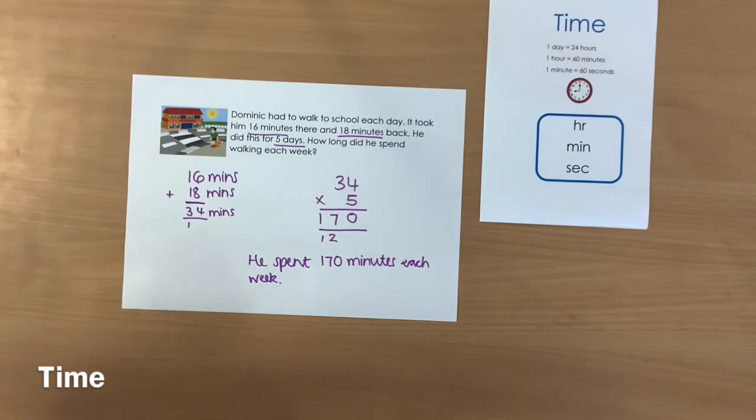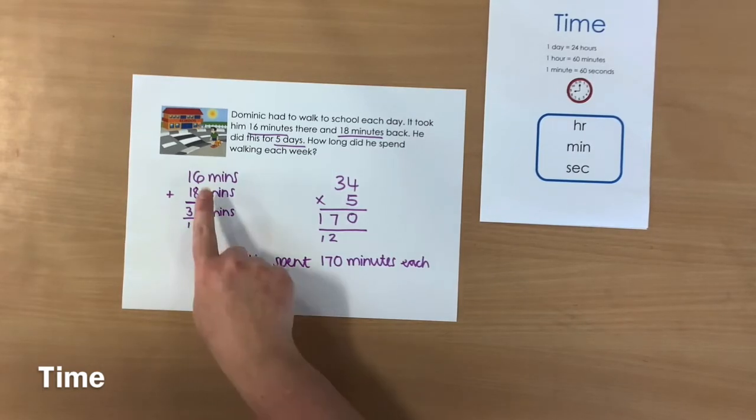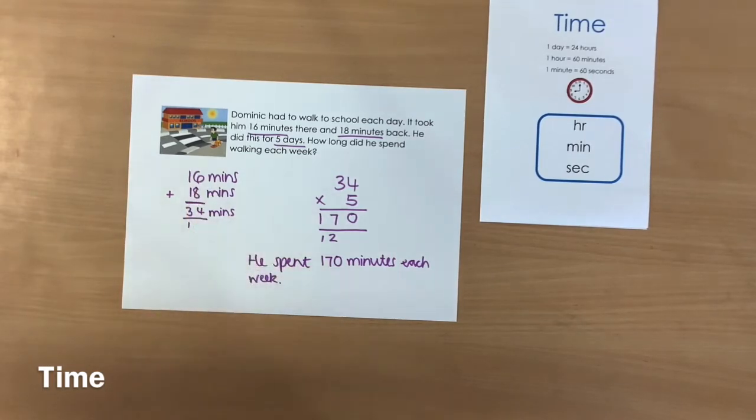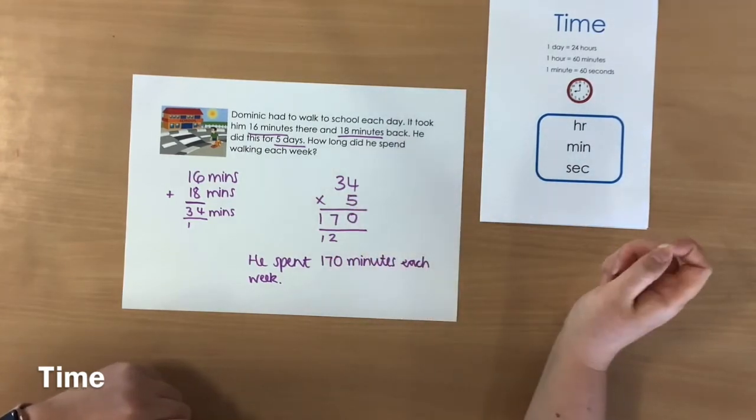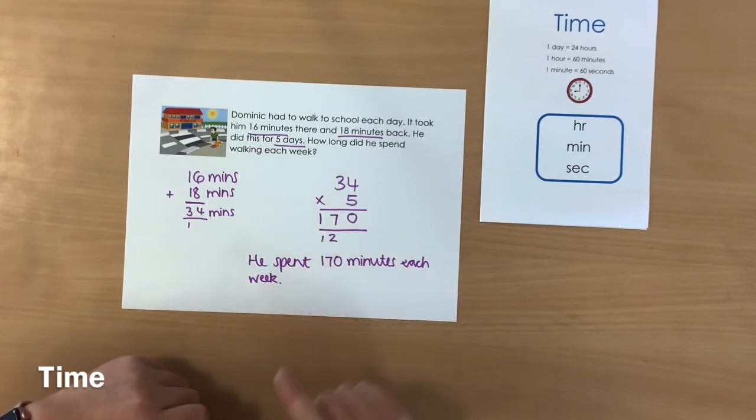The question was, Dominic had to walk to school each day. It took him 16 minutes there and 18 minutes back. He did this for 5 days. How long did he spend walking each week? The first thing I did was add the 16 minutes and 18 minutes together, giving me 34 minutes. That told me the total minutes that he walked for 1 day. Because he did this for 5 days, I then had to multiply 34 by 5, which gave me 170. So he spent 170 minutes each week walking.